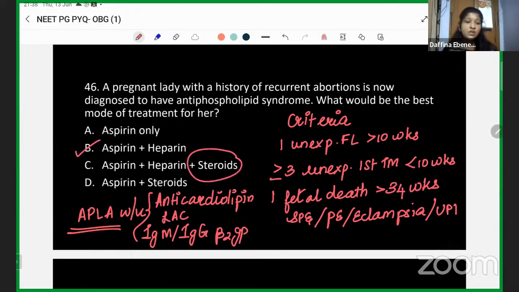When do you start the patient on steroids also? If it is a secondary antiphospholipid syndrome, if the patient is having any other immunological disorder like SLE, any predisposing factor, secondary antiphospholipid syndrome, you will give steroids. Otherwise, the mainstay of treatment is aspirin and heparin.